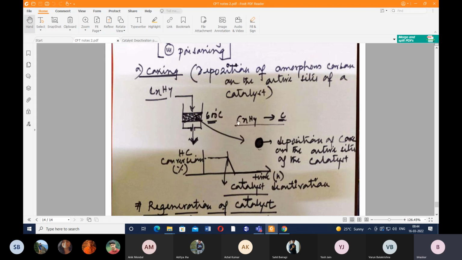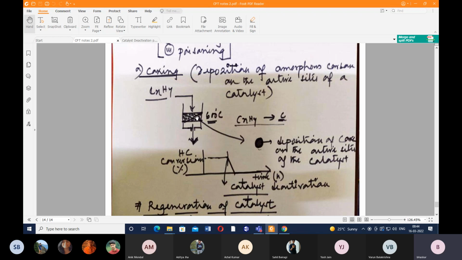As time progresses, we'll have coke deposition over the catalyst surface, since carbon is being generated as a byproduct of this reaction, right? CxHy will decompose to form carbon plus hydrogen. So with time, we'll have more deposition of amorphous carbon. This carbon is also filamentous in nature. Sometimes these are in spherical shape and sometimes they are filamentous, which means in a tubular shape. Okay, so this would be the deposition of carbon.